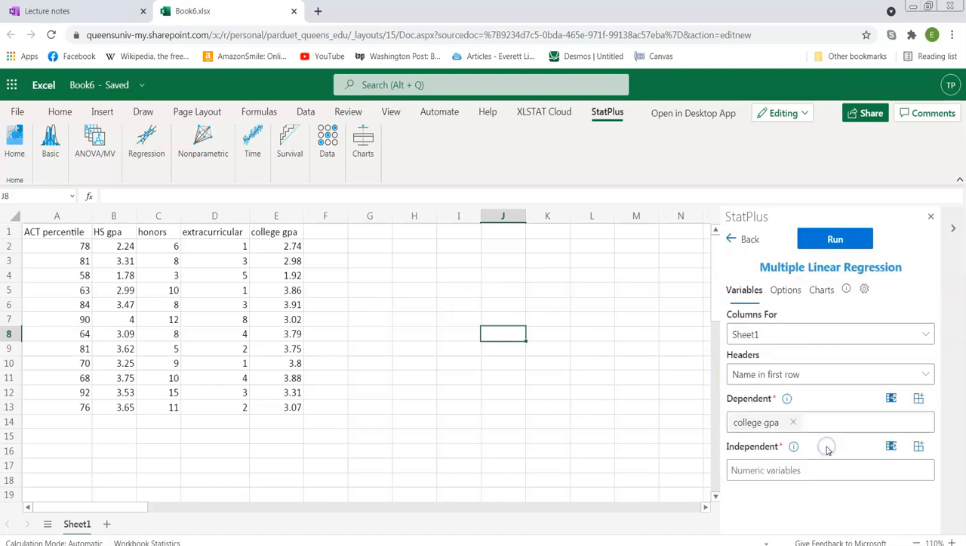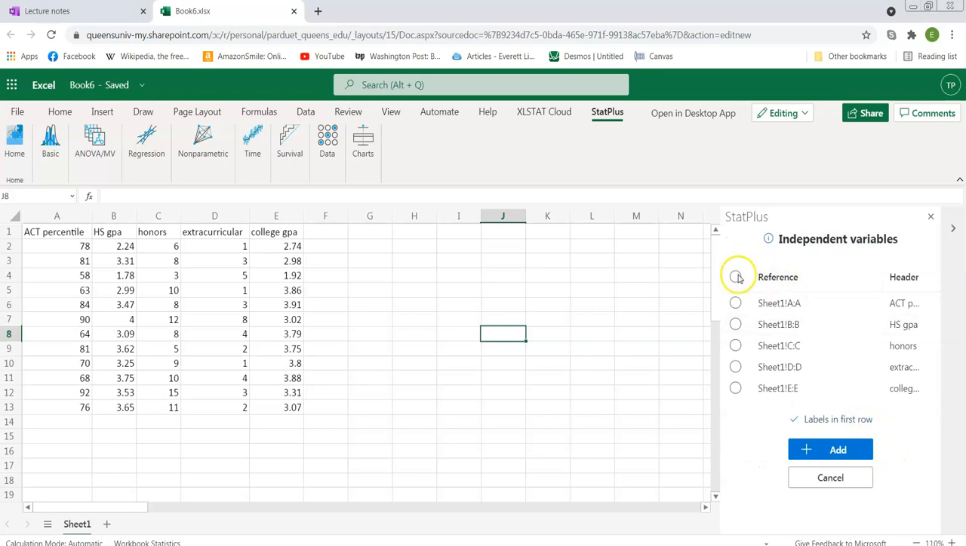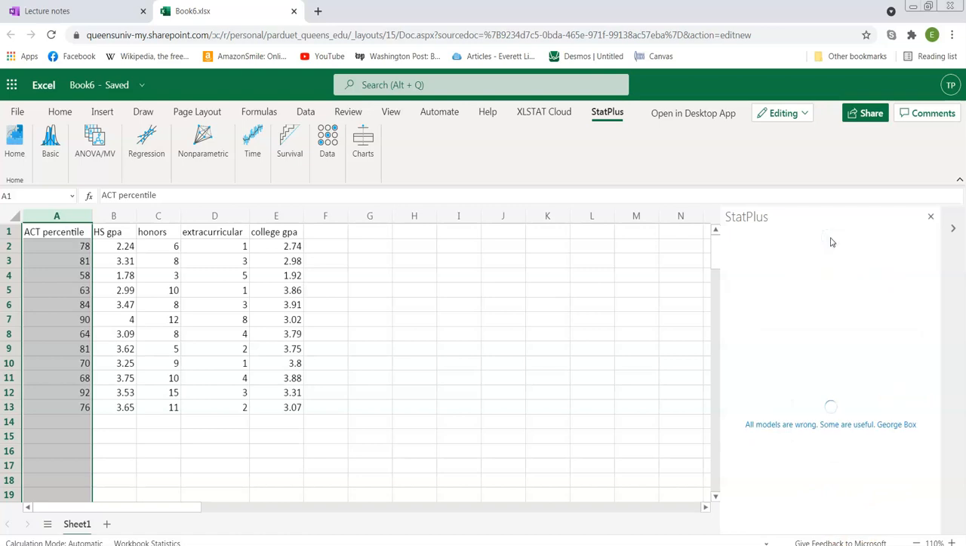So we're going to click Add. And then our independent variable, we're going to use ACT percentile. So we click Add, and we're going to press Run.